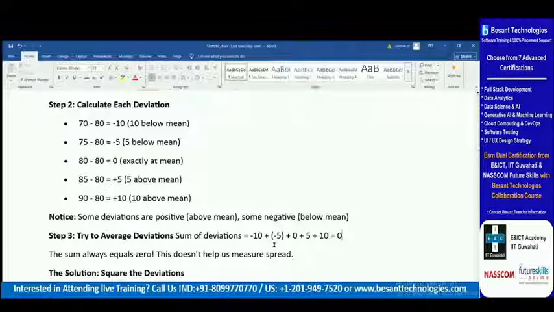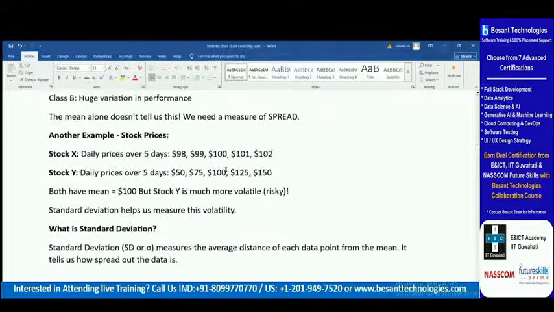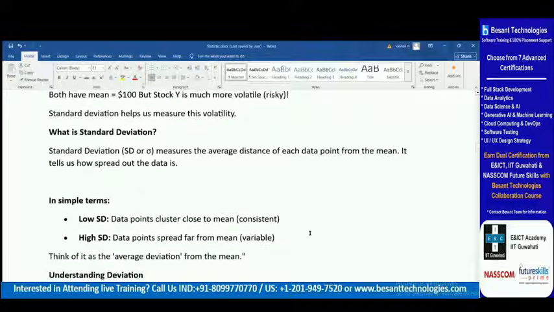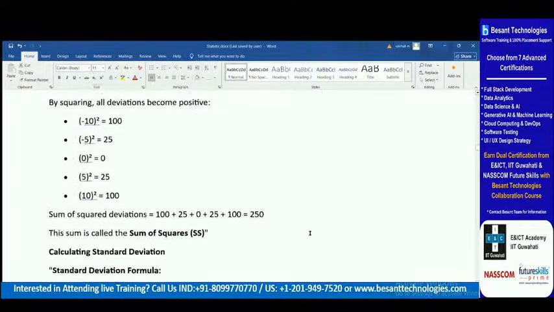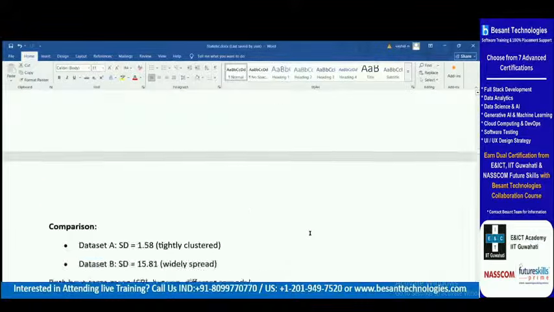The average deviation won't always be zero. If you consider a data set where the values are spread out, at that time you won't have the value as zero. You will have a different value.